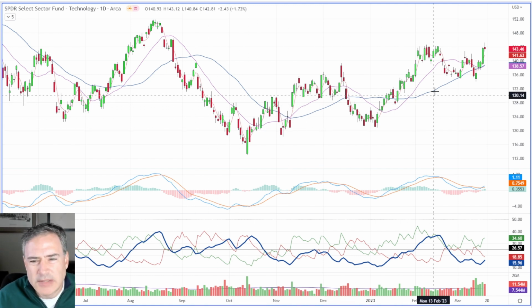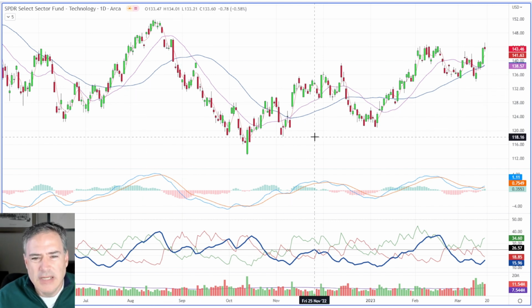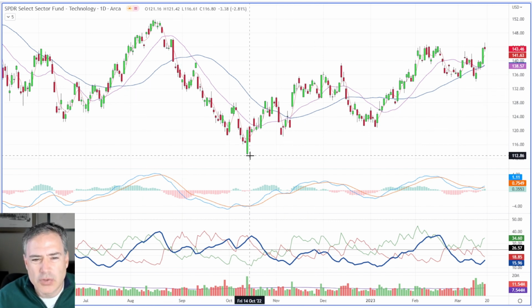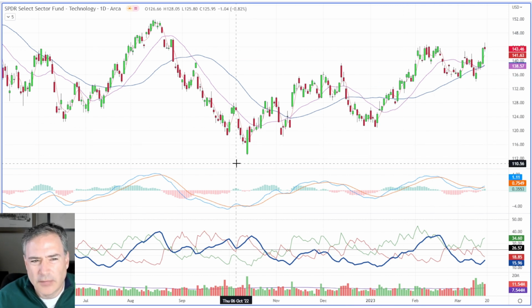So hopefully this makes sense, and just go ahead and start to follow these and see if it can't help you anticipate reversals and also anticipate when we're going to go through something a little bit different than a simple pullback.